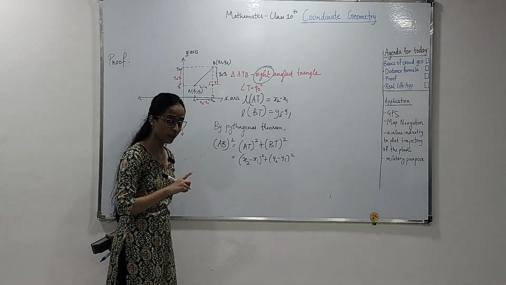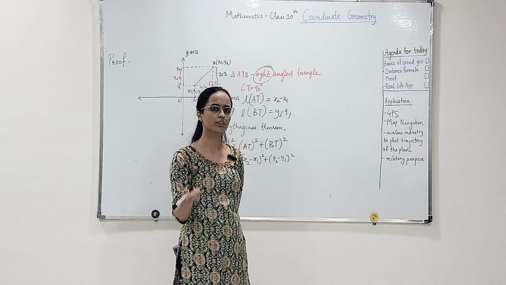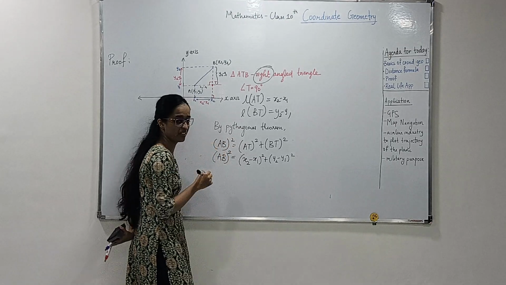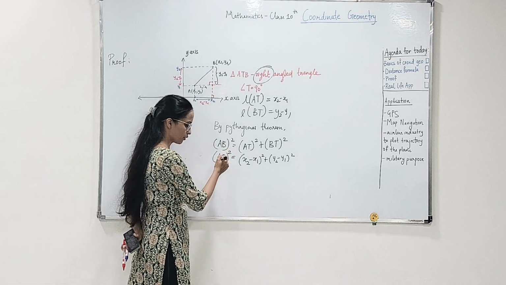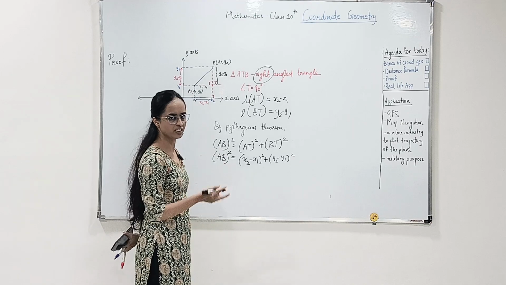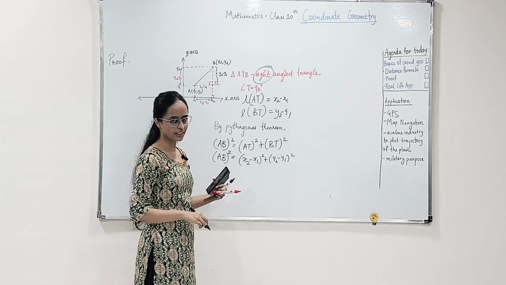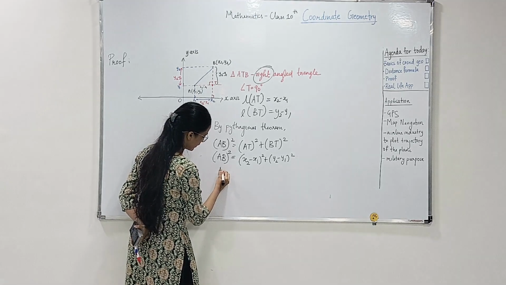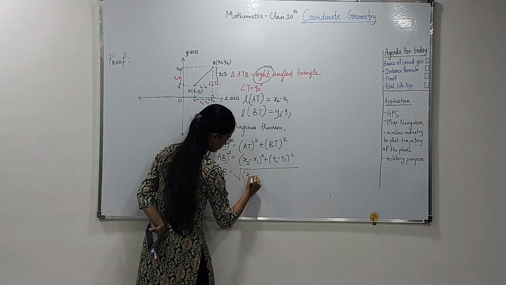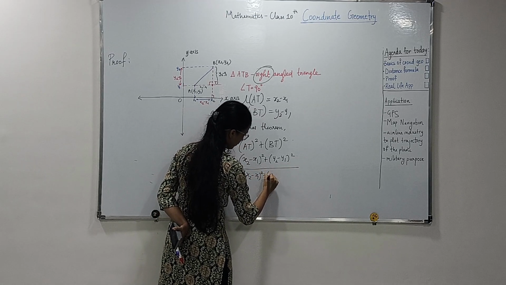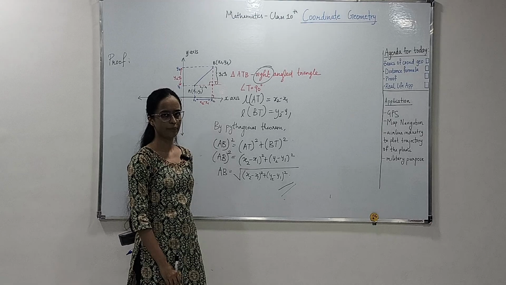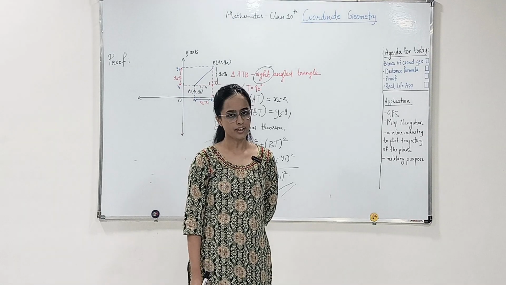Now, we want to find the length of AB. But this is basically the value of AB square. So in order to cancel out this square, we take the square root on both sides. When we take the square root, the square and square root on the left hand side get cancelled, and what we get is AB equals under root of x2 minus x1 the whole square plus y2 minus y1 the whole square. So this is nothing but the distance formula which we saw earlier in the definition of the distance formula.